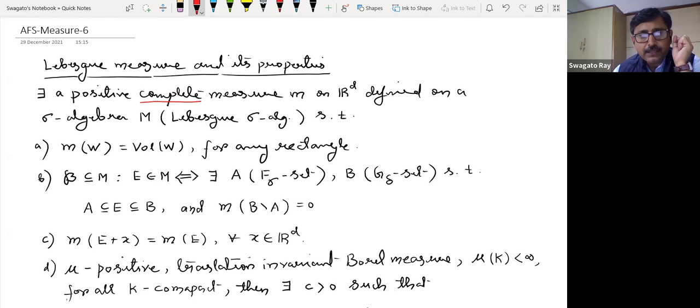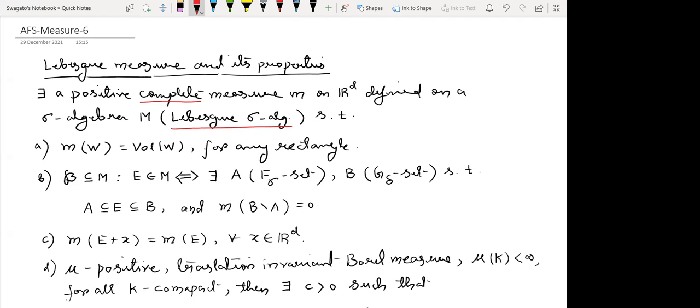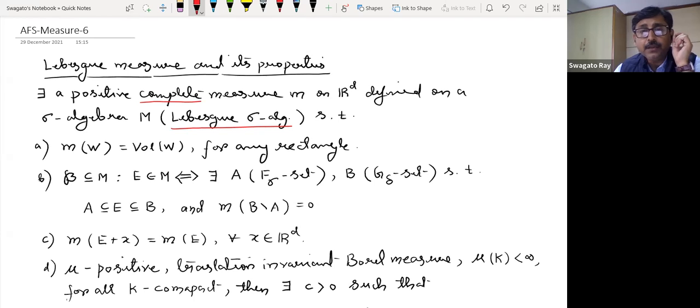So the theorem says that there exists a positive complete measure M on R^d defined on a sigma algebra M, and the kind of positive linear functional we have dealt with, which is basically the Riemann integral, gives rise to this M by this representation theorem. This sigma algebra is called the Lebesgue sigma algebra, which has a much simpler description, which I will tell you later. But the first important property is that this M is called the Lebesgue measure.